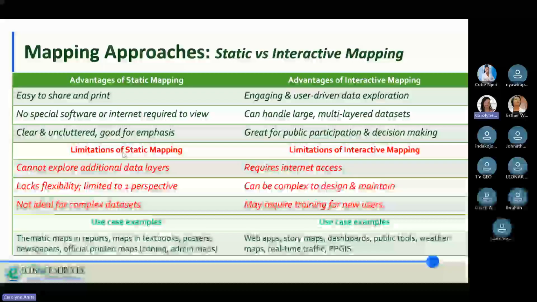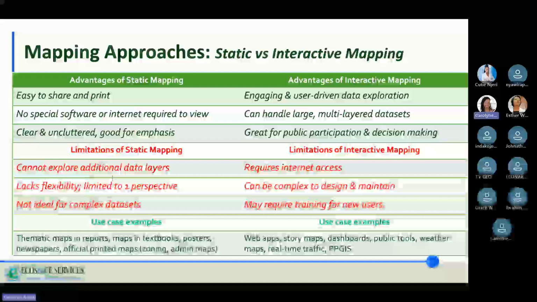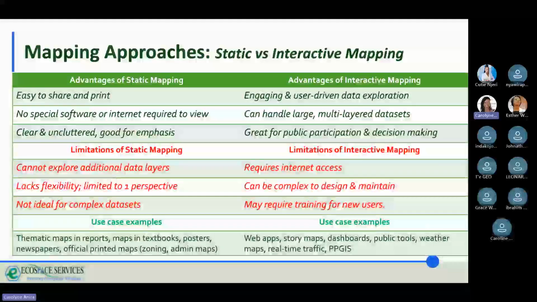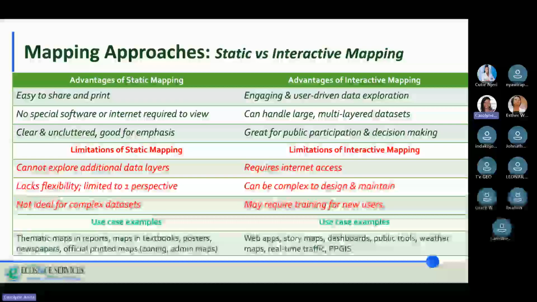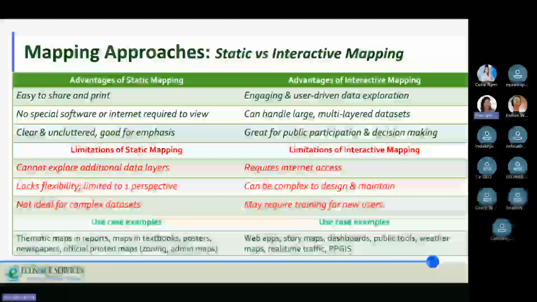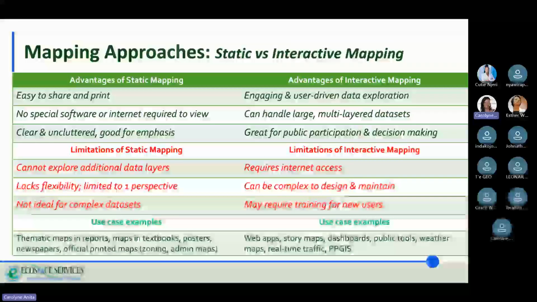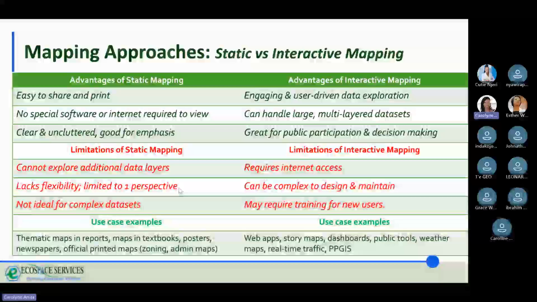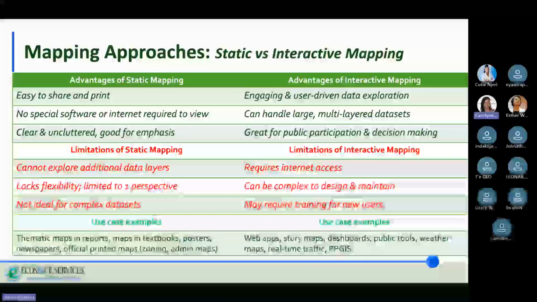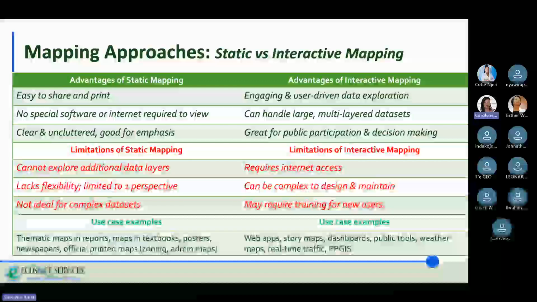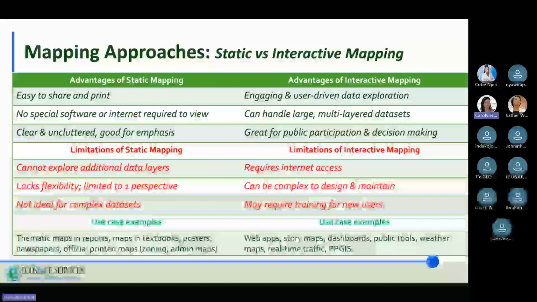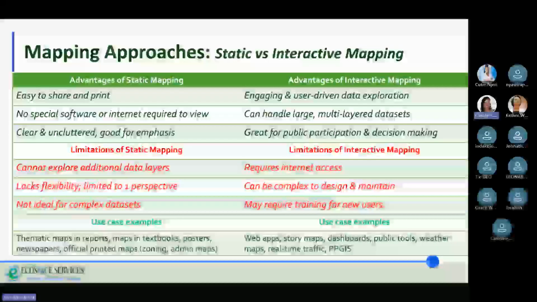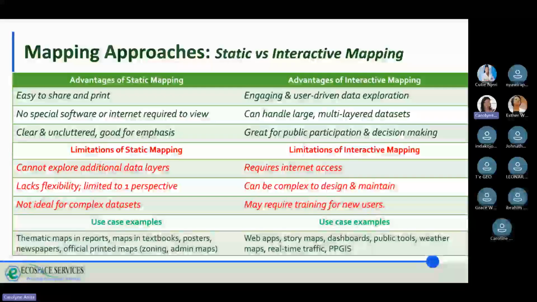Some limitations of static mapping: you can't explore additional data layers. The way I just mentioned, once you have that printed map, you can't say now you want to look at roads if roads had not existed in that map. You only have hospitals or market centers or police stations. It lacks flexibility. It's limited to one perspective. For interactive maps, the fact that you can zoom allows you to see from different perspectives. You can look at it in a large scale or small scale, i.e., zooming to your specific area versus zooming to look at the whole area in general.